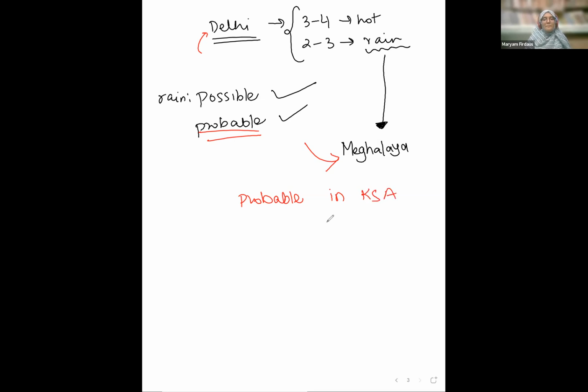In Saudi Arabia, is a sandstorm more probable or is rain more probable? A sandstorm. Yeah. So you understand what probable means? Yeah. Very good.